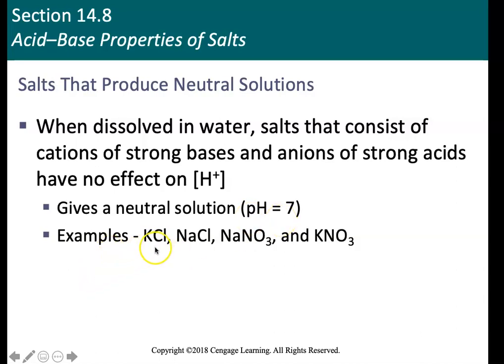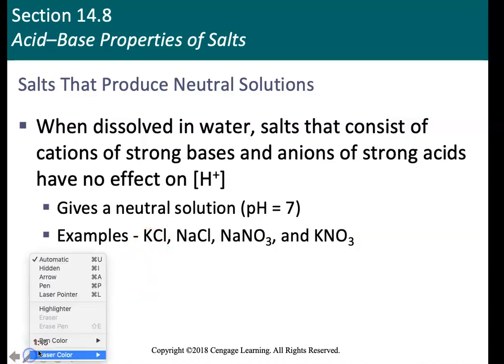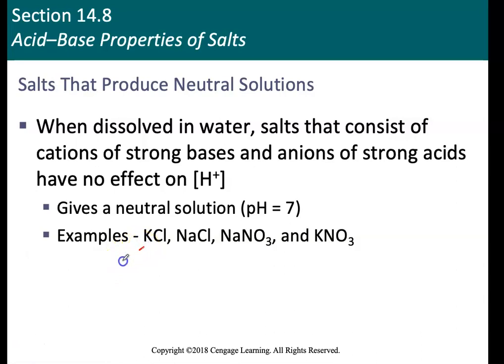Examples, you have potassium chloride, sodium nitrate, and potassium nitrate. Now, if you look at these salts, they come from a strong base. The strong base is, this one is KOH. This one, strong acid, it comes from HCl. Strong base, strong acid, and you can do the same for all of these, and you'll find that it basically comes from strong acid and base.